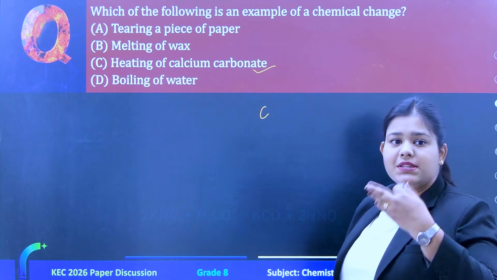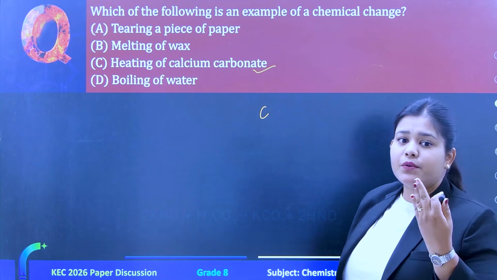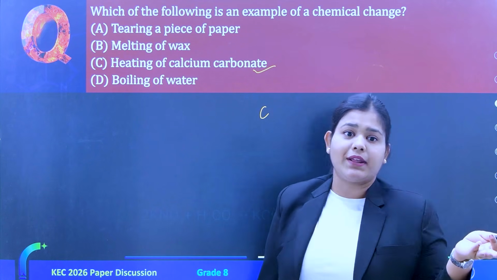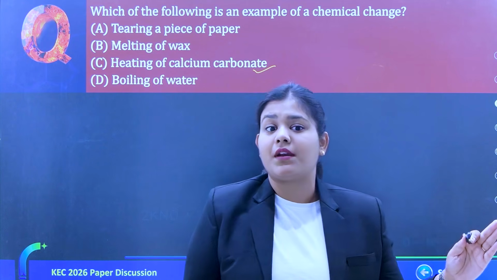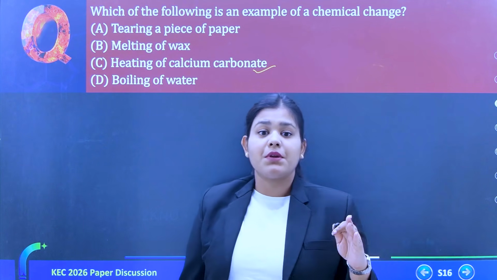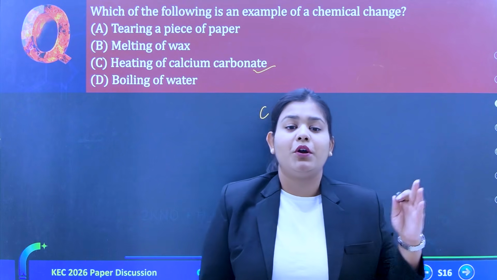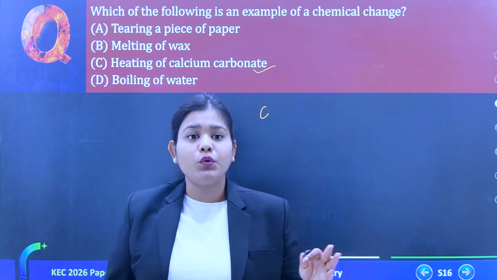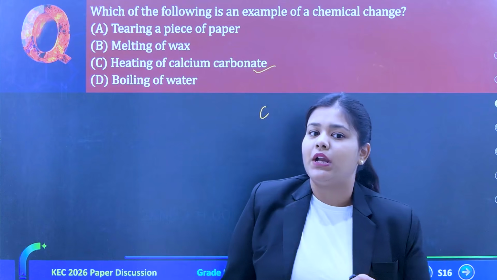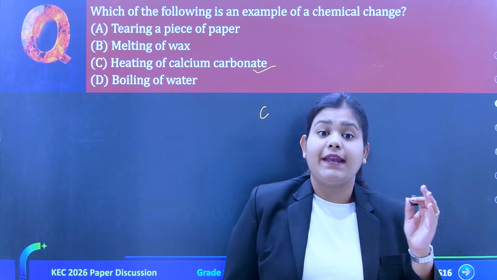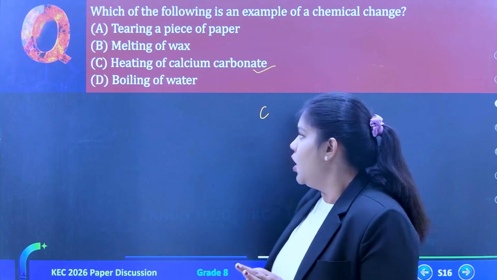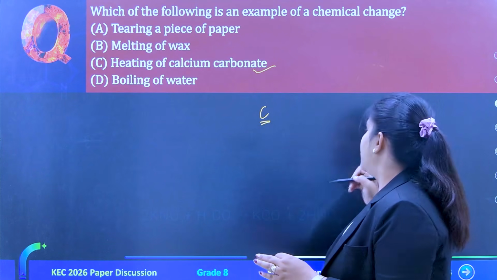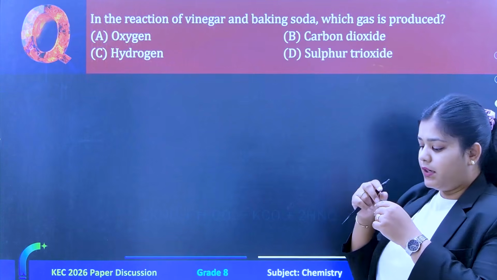So when you are heating, basically burning. Now we may not know that, but you know that heating means burning, and burning is a chemical change. So no matter whether you know about calcium carbonate or not, you know that tearing, melting, and boiling can't be chemical changes, and heating, that is burning, is a chemical change. So option C is the answer. Correct, everyone? Correct, right?